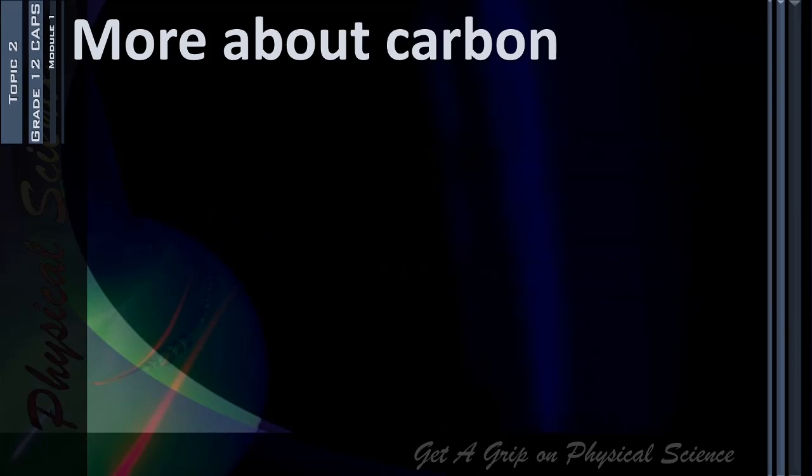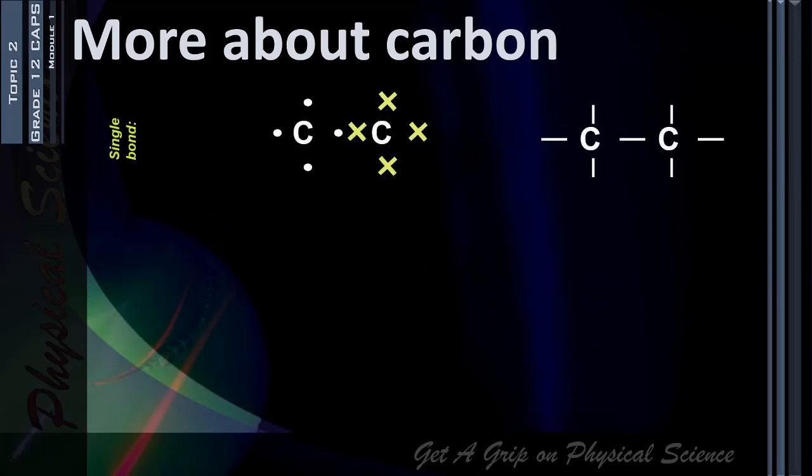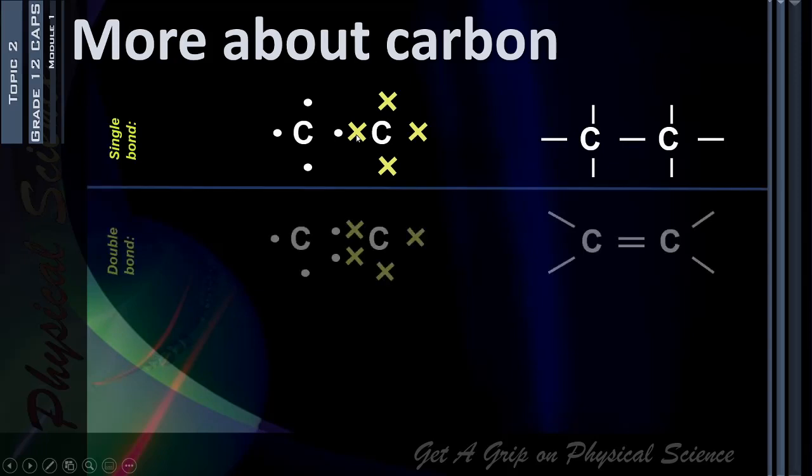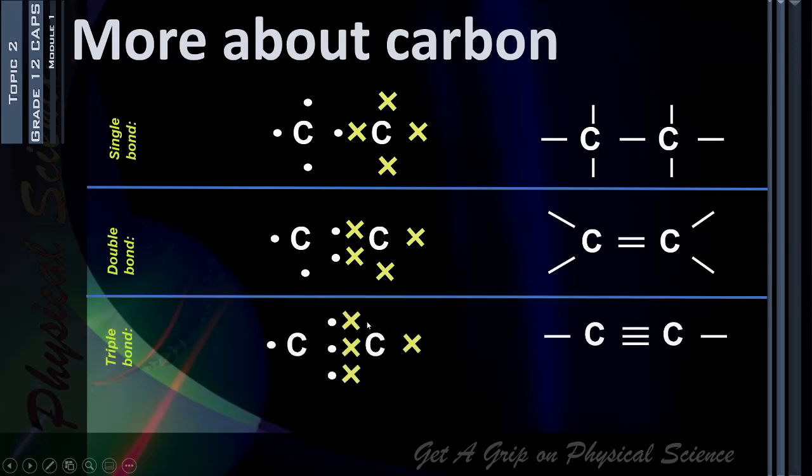When these electrons are shared between carbon atoms, single bonds are possible where 1 orbital is shared between 2 carbon atoms. Double bonds are possible where 2 orbitals are shared between 2 carbon atoms. Triple bonds are possible where 3 orbitals are shared between 2 carbon atoms. But 4 bonds are not possible between 2 carbon atoms.